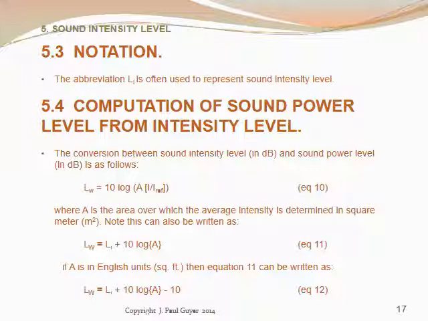The conversion between sound intensity level in decibels and sound power level in decibels is as follows, indicated by equation 10. L sub W is equal to 10 times the log of A times the quantity I divided by I ref, where A is the area over which the average intensity is determined in square meters. Note that this can also be written as L sub W is equal to L sub I plus 10 times the log of A, which is equation 11. If A is in English units, square feet, then equation 11 can be written as L sub W is equal to L sub I plus 10 times the log of A minus 10, which is equation 12.